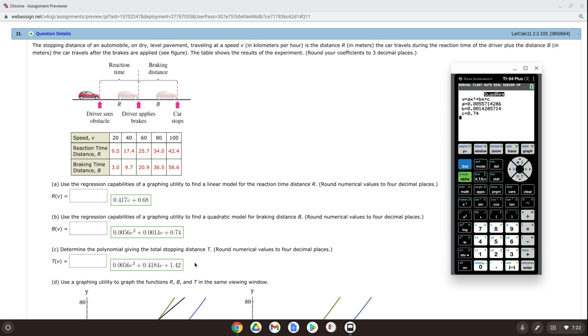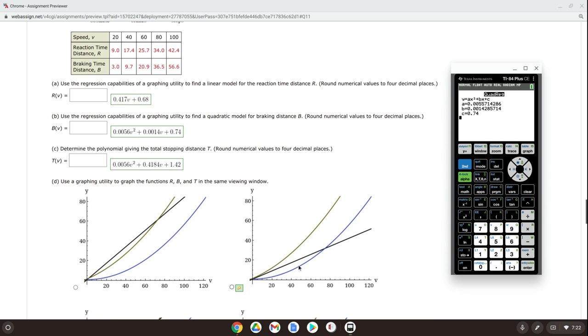Now, the total stopping distance, once again, is how long it takes you to react plus how long it takes the car to stop. So all you do, look, you just added these two together. If you notice, 0.417 plus 0.0014 is 0.4814. 0.74 plus 0.68 is 1.42. This is the graph of A, B, and C. Notice you got a line and a parabola, and if you add the line and the parabola, then let's see, I wonder if this is the other parabola. Can't tell.